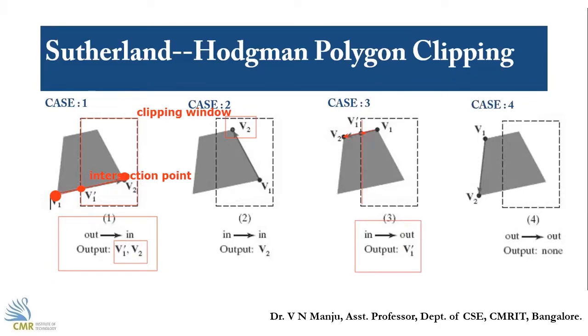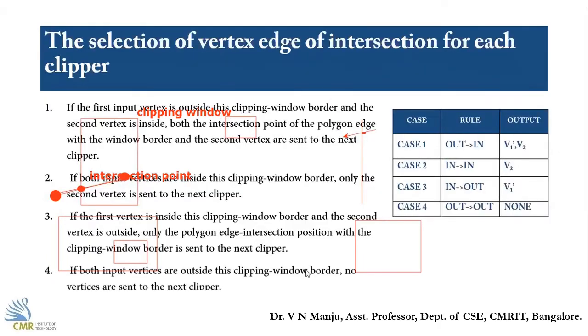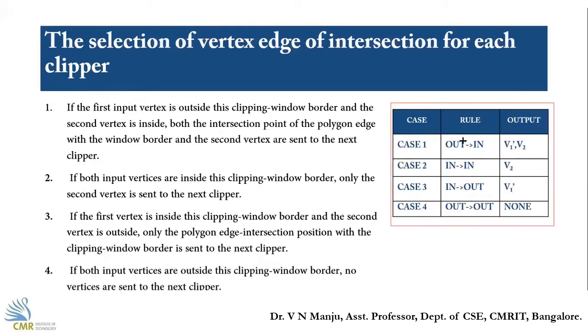To remember, I have just made a table. Whatever we have learned in the previous slide, I've put it in the form of a table, 4 cases. So out to in, V1 dash, V2 and so on. You have to learn this. For writing for the exam, you have to write it in words. These are the 4 cases. I have given this in the PPT like this, so you can just go through this to write for the exam.